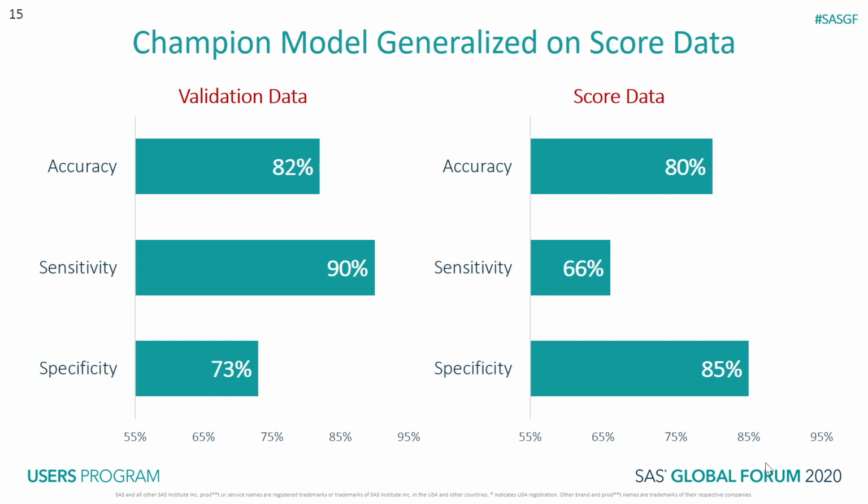Now, coming to how the champion model generalized on the scored data. These charts show the accuracy, sensitivity, and specificity of our model in classifying the validation data and scoring data. We can see that our model sensitivity on the scoring data is 66%. Sensitivity is the true positive rate, whereas specificity is the true negative rate. So we can say that about 66% of hate labels in our model are predicted as hate.